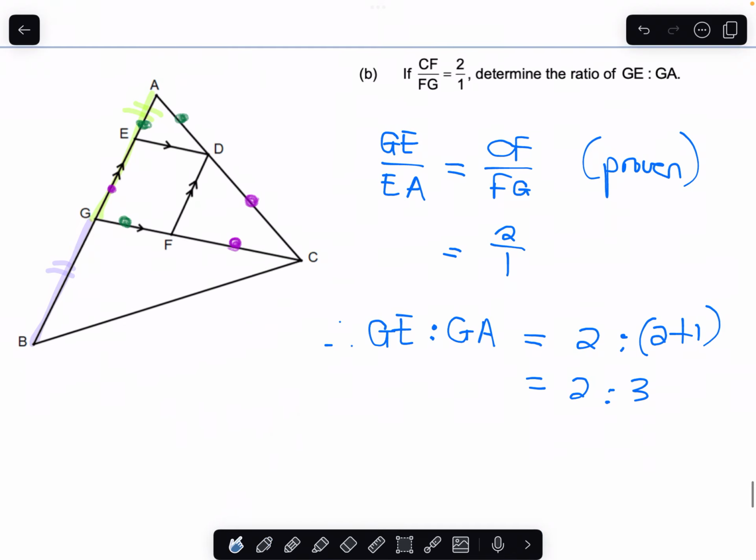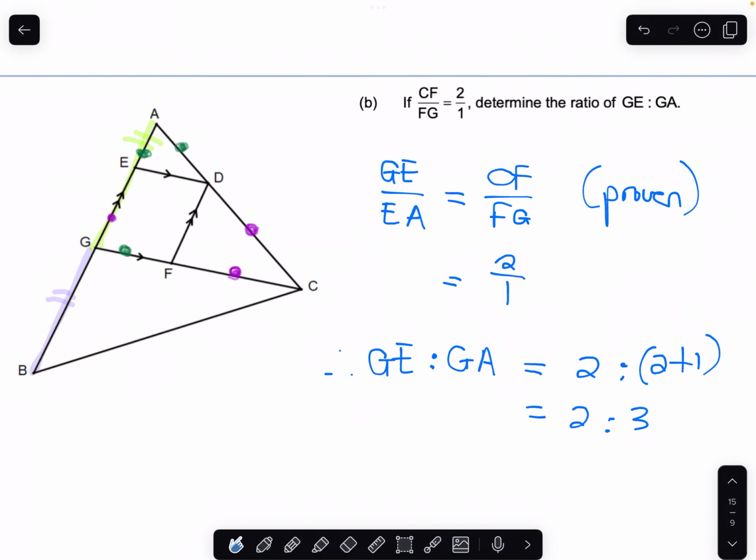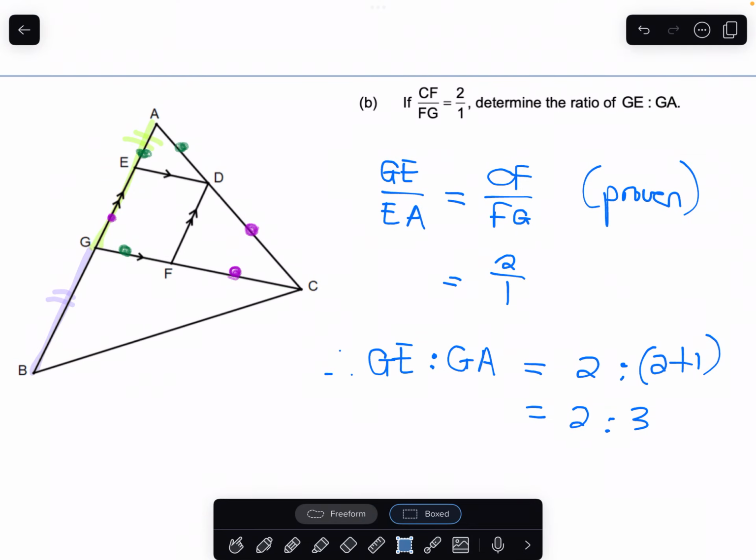Okay, now I have to do my beautiful drawing again. Just going to copy paste.